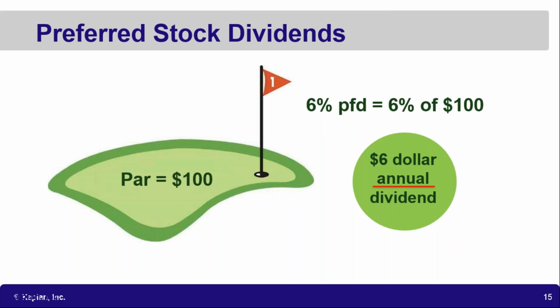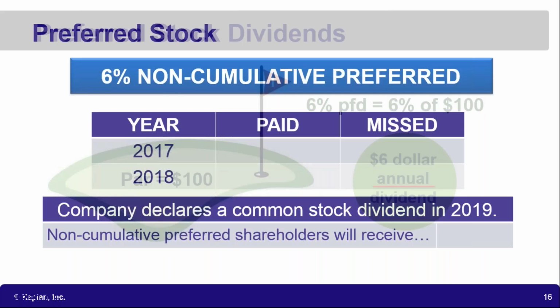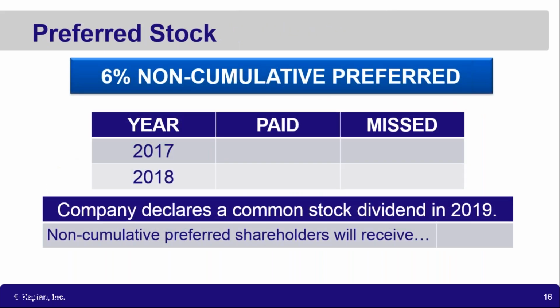Divide that by 4 and you'll get the $1.50 per quarter. Now, let's say we've got a 6% non-cumulative preferred. It's going to pay you 6% per year. Again, that's $6 because we're using the $100 par value. And they'll give you an example like this where they have a company over several years and they'll show you what happened in the past and what they're going to do for you this year. Let's say back in 2017, they only paid $2 out of the 6 because they had a bad earnings year. That means they missed $4. Then in 2018, they paid $3, which means they missed $3 per share. Now it's 2019. What will the non-cumulative preferred shareholder receive?